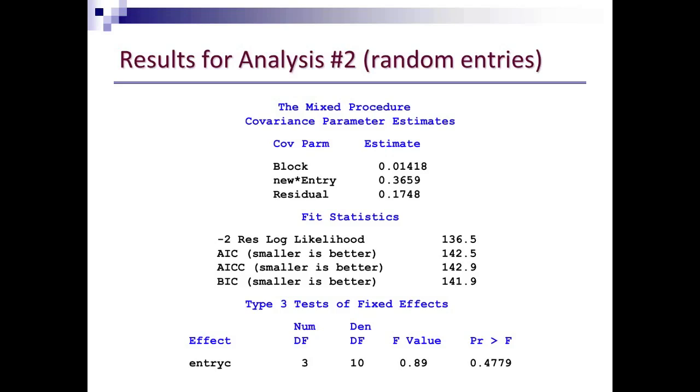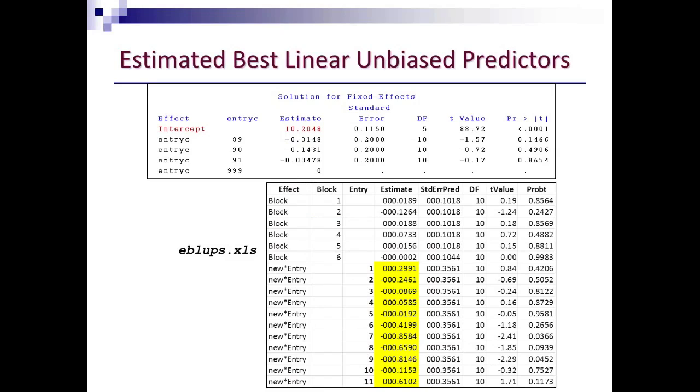And then at the bottom there, we have a test of fixed effects. This includes all the three controls, and then it also includes the average of all of the new entries, and that's why we have 3 degrees of freedom. So you can see here that there actually isn't any significant variation among the controls. So this is looking then at the Excel file I created by outputting the eBLUPs.